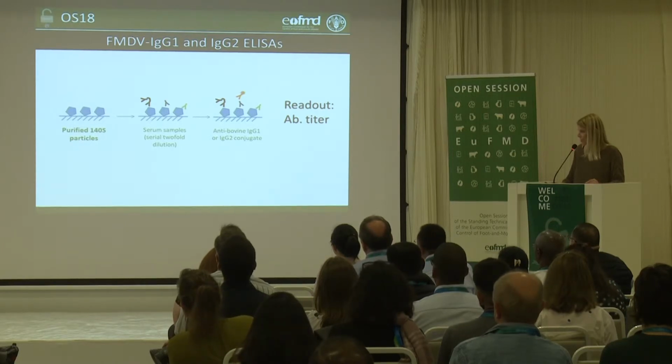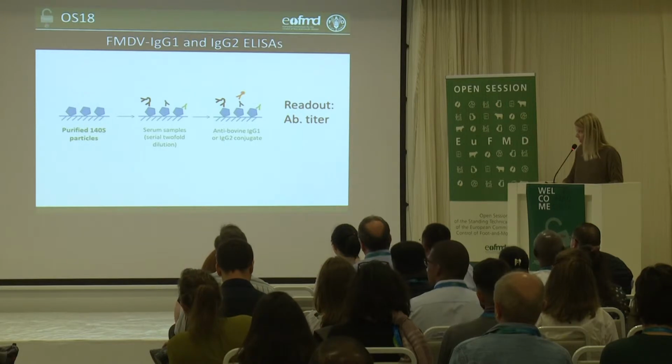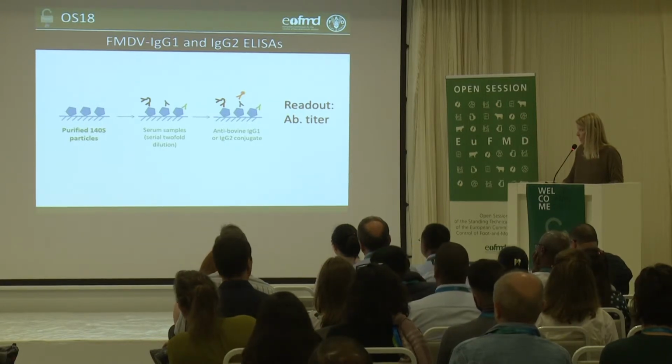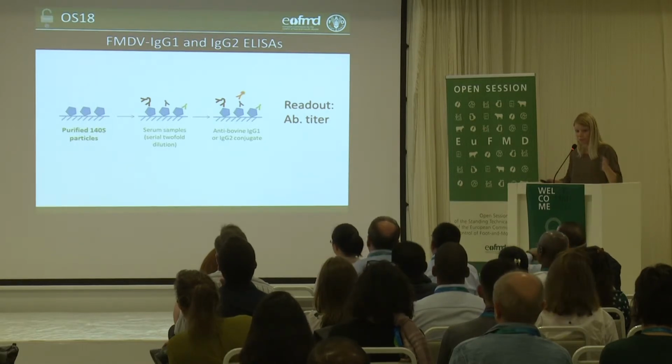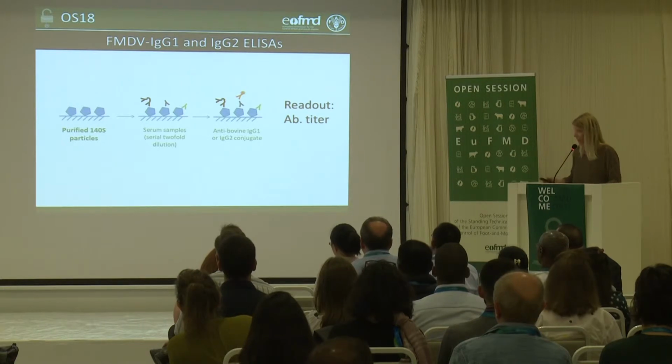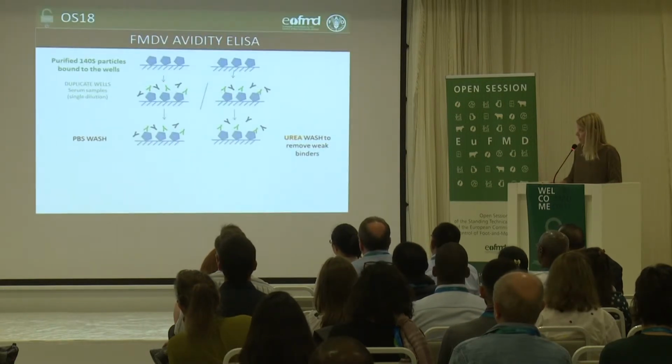and these are the IgG1 and 2 ELISAs that were born more than 20 years ago, I think. So they use purified virus stuck on the plate, and then you put the serum sample, and then you come just with an anti-IgG1 or 2 conjugate. That's it. And then you get a titer, you make dilutions. Very simple ELISA.